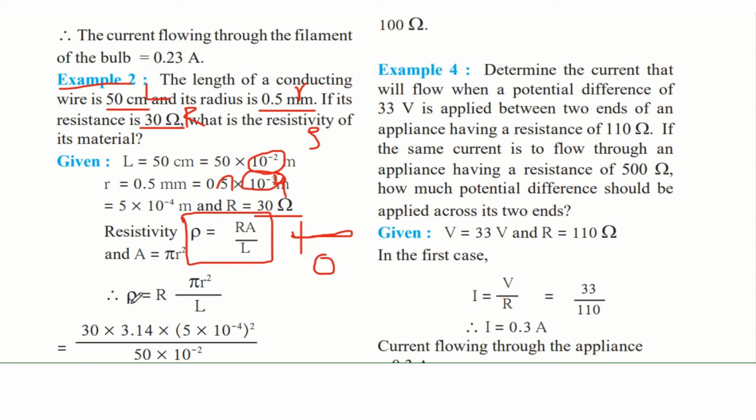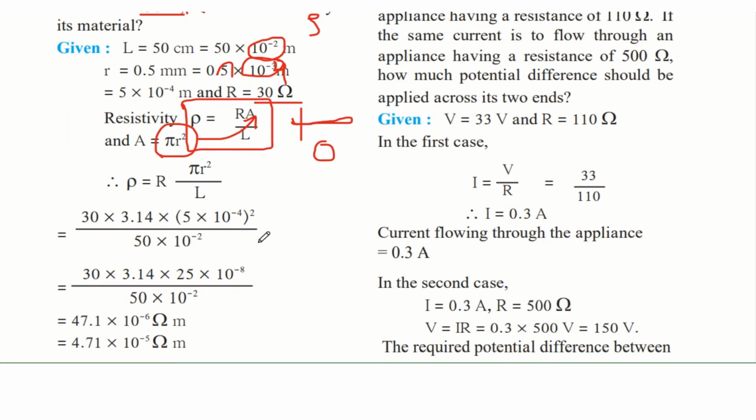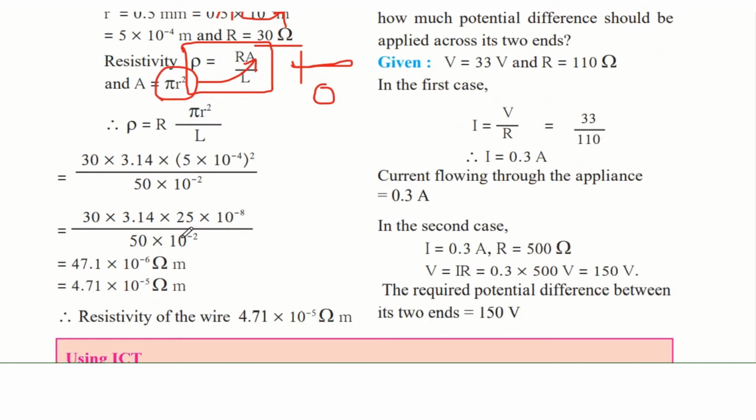So therefore, rho is equal to R into pi r square upon L, because we have substituted this value in the place of A, that is the area, and all we have to do is substitute the values. And once we solve this equation, we will get 4.71 into 10 raised to minus 5 ohm meter, because the unit for resistivity is ohm meter. So therefore we found the resistivity of the wire.